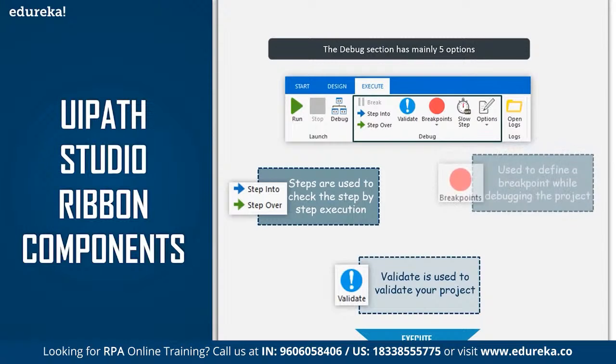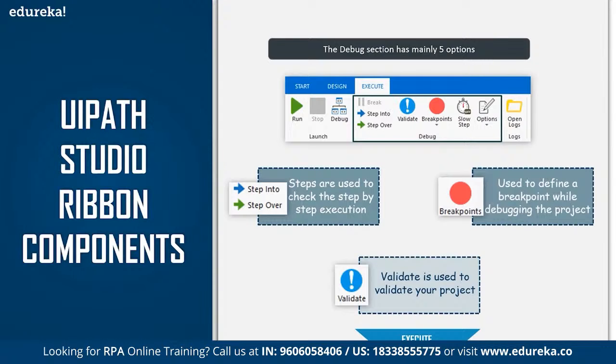After the validate option, we have the breakpoints. The breakpoints are basically used to define a breakpoint while debugging the project. Maybe you want to stop your execution right there, and then maybe you wish to check something, or if you wish to change something, you can definitely do that by using breakpoints.